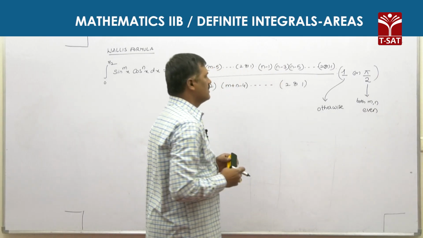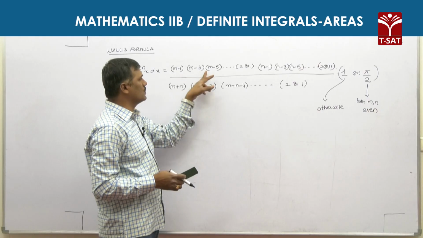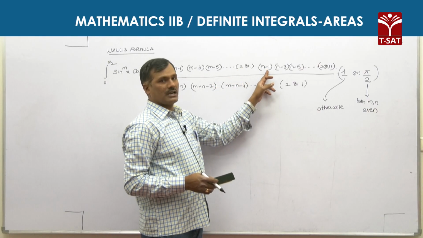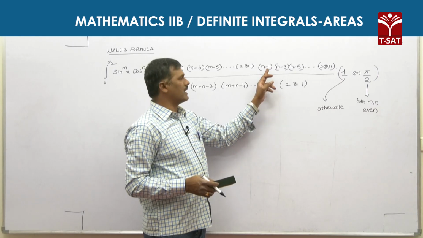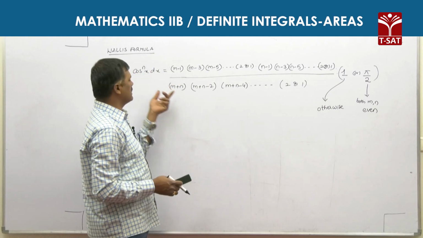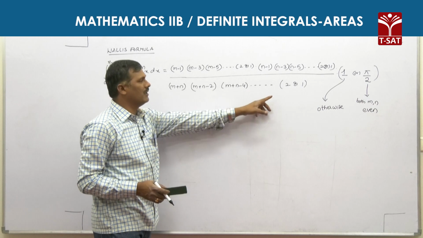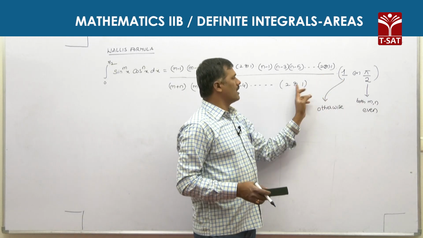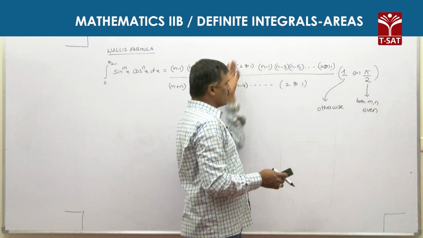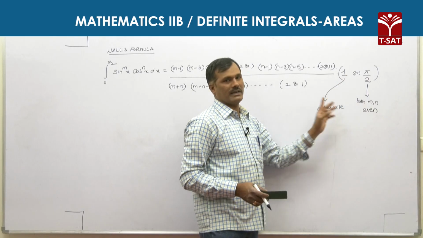To remember simply: first begin with m minus 1 and reducing each term and so on till 2 or 1. Next, starting with n minus 1 and reducing, and so on till 2 or 1. In the denominator, begin with m plus n and reducing each term and so on till 2 or 1, into 1 or pi by 2. This term is pi by 2 when both m and n are even, and 1 otherwise.